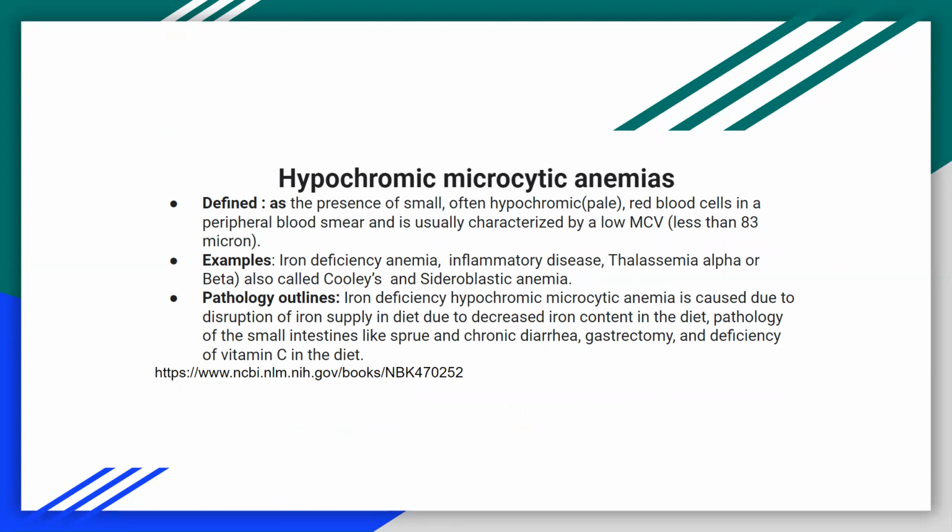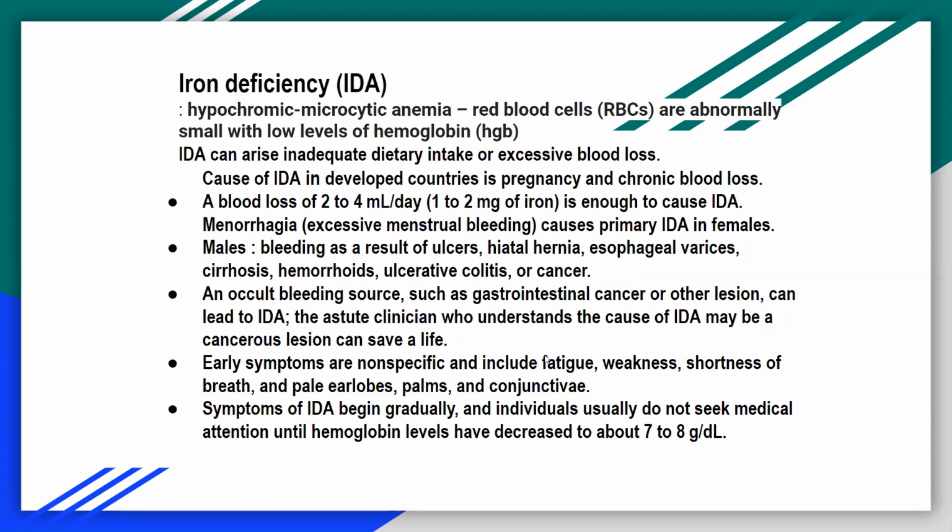Examples: very common iron deficiency anemia, inflammatory diseases, thalassemia, both alpha and beta. It's also called Cooley's anemia. And then another example is sideroblastic anemia. The pathological findings are outlined here. Please read through them. Very common in the board exams.